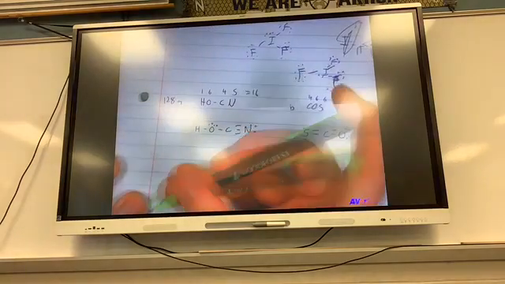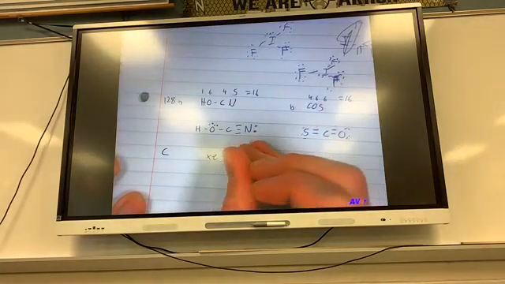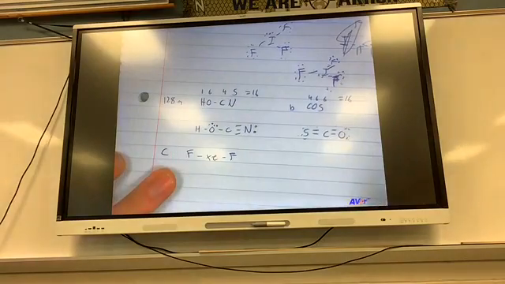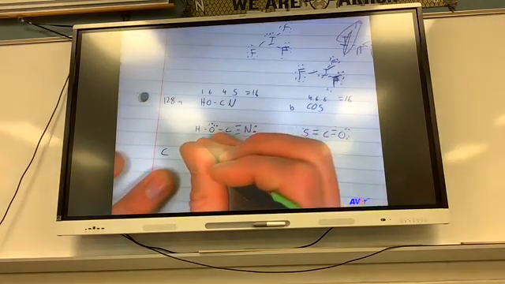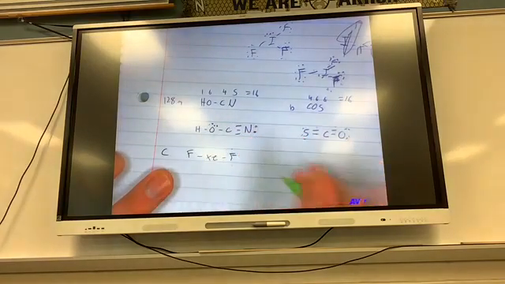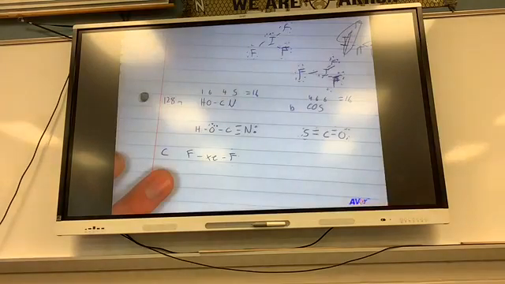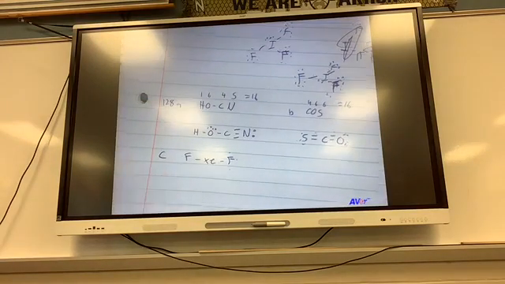C, I have XeF2. I need a total of 22, right? So if I put 1, 2, 4, 6, 8, 10, 12, lone pairs isn't going to work, right? Xenon is one of the ones that you can bond. Everything you know is wrong.